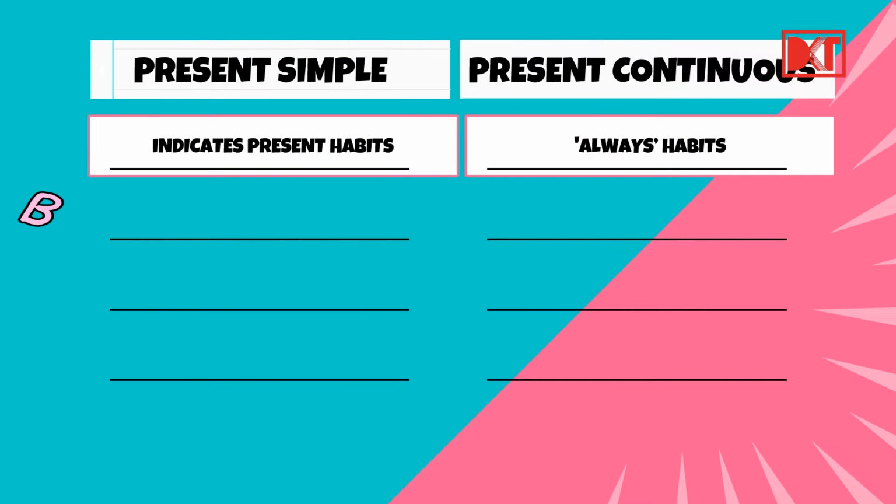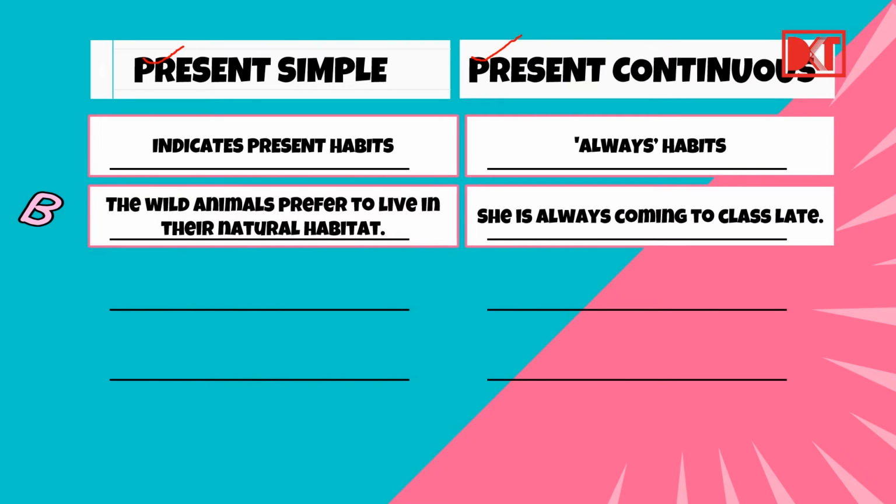Alright, so now we have a few more usages, that is, when do we use present simple and when do we use present continuous. Let's see. Now present simple indicates your present habits, whatever your ongoing habits are. For example, wild animals prefer to live in their natural habitat. This is a present habit for the wild animal subject, and the verb is prefer, and then the object.